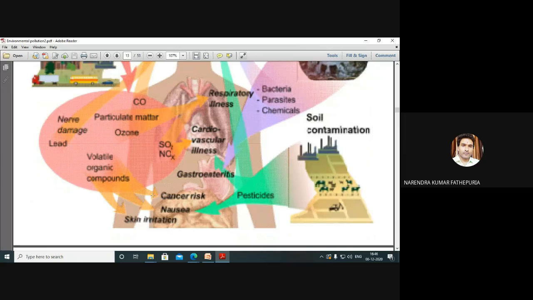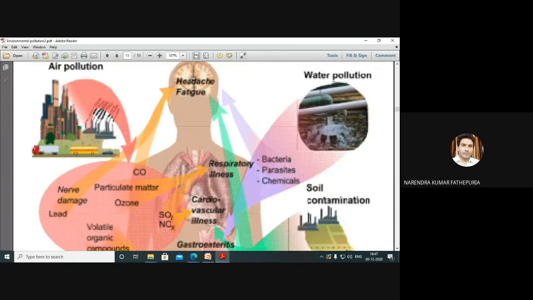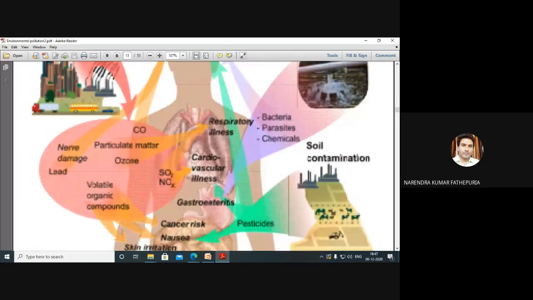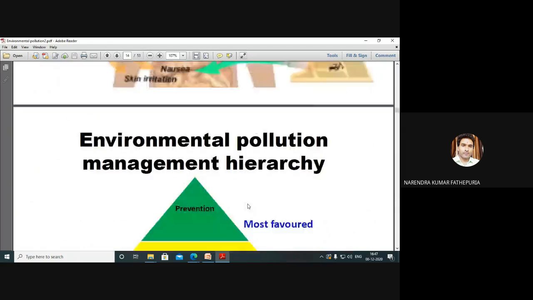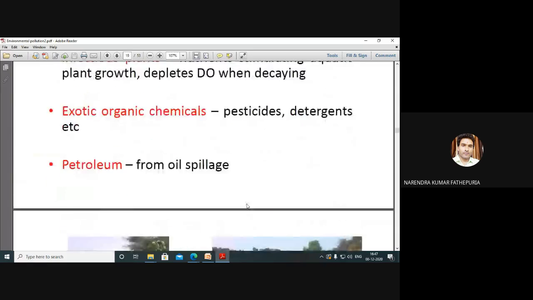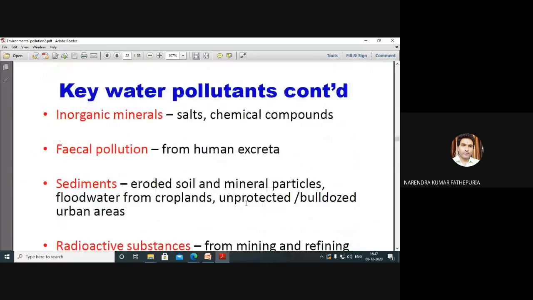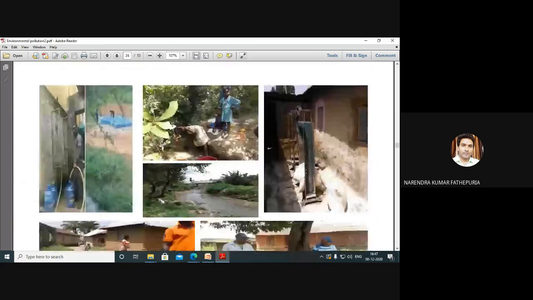Skin irritations and various allergic symptoms will come because of the VOCs. SOx and NOx cause various respiratory illnesses and cardiovascular diseases also, because they will block your blood circulation system and all that. There are various gastrointestinal diseases also which will come through air pollution. I will come to the air pollution part here. Not water pollution, air pollution.